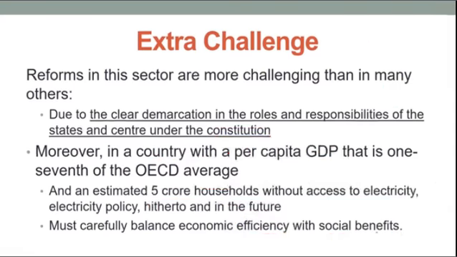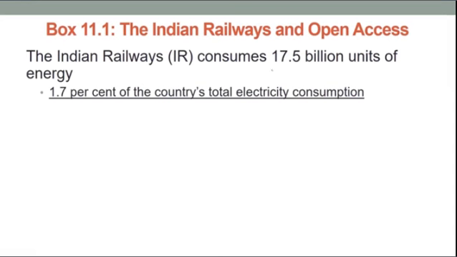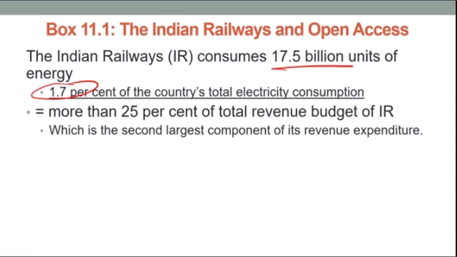So these are some aspects. Let's look at box 11.1. Indian Railways and open access. Indian Railways consumes a lot of energy. 1.7% of the country's total electricity is consumed by Indian Railways. Electricity is 25% of the revenue budget of Indian Railways. Revenue budget means the day-to-day budget. Again, students and people who know the basics will be familiar with these terms.